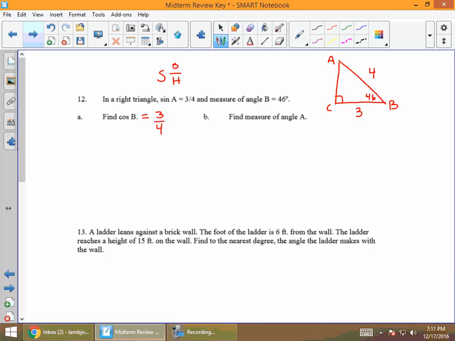Find the measure of angle A. Angle A, they have to add up to 180. So 180 minus 90 minus 46. Angle A has to equal 44 degrees. If they asked me to find AC, I would have done a squared plus b squared equals c squared there.